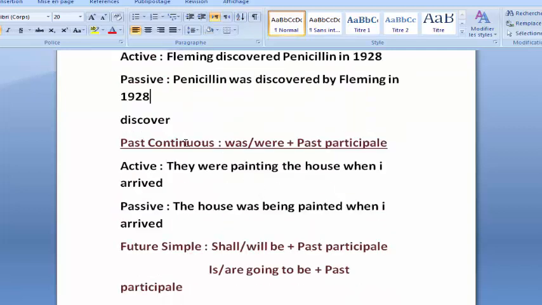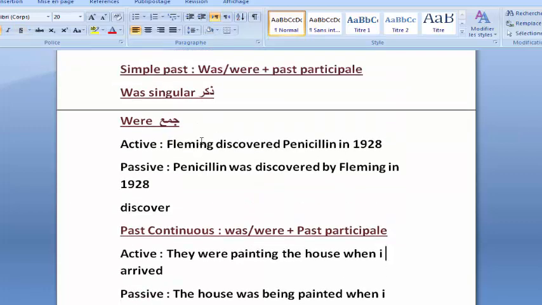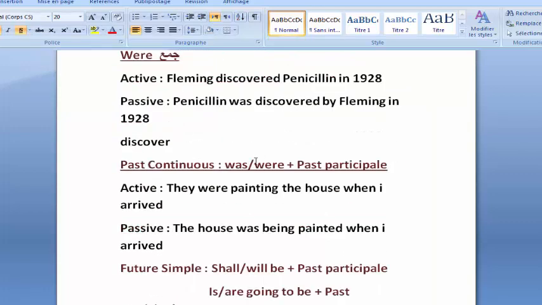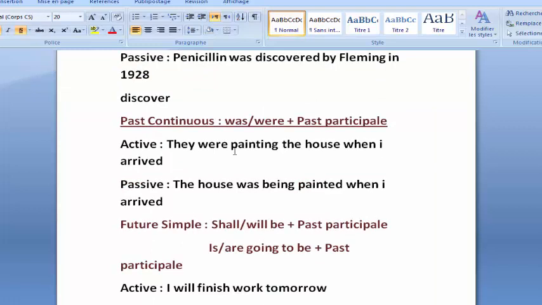So the past continuous الماضي متواصل مستمر: was, were plus past participle. Remember this. So active: they were painting the house when I arrived. زعما كيفاش راح تكون passive؟ The house. We start by the house. The house was being.